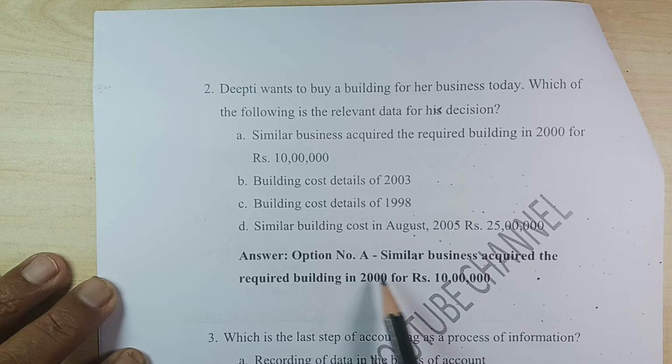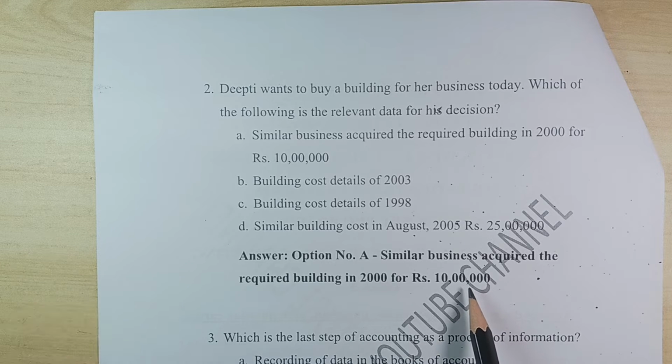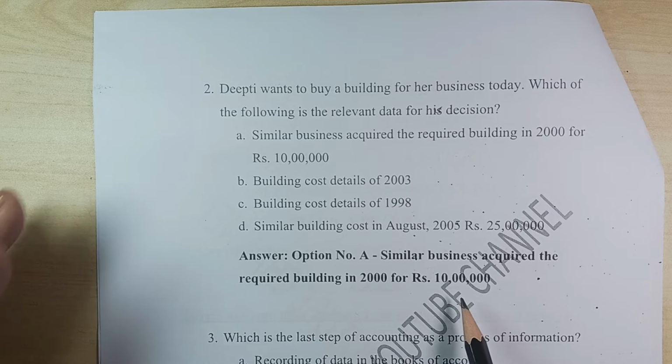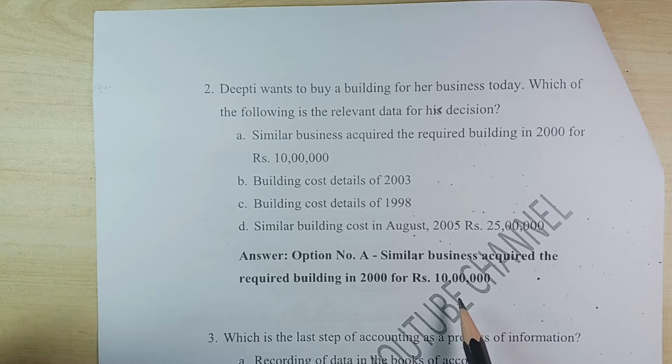Then option A, a similar business. That means the same type of business acquired the required building in 2000 for rupees how much actually? 10 lakh. That means the option is A. That means when you read the question, your half answer is over. So you should read the question carefully. So how I am reading the question, you should follow it.